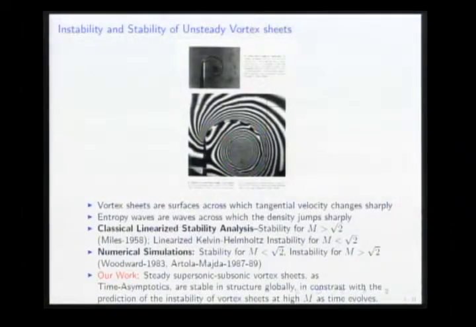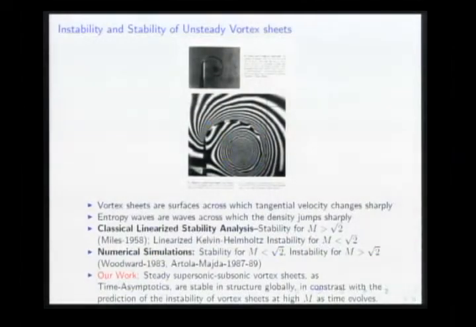Okay, I want to say a little bit about instability and stability of unsteady vortex sheets. So what are vortex sheets? Vortex sheets are surfaces across which the tangential velocity jumps sharply. In our analysis, there are also entropy waves. These are waves across which the density jumps sharply. So there have been various analyses indicating stability and instability for Mach number greater than square root of 2 or less than square root of 2. I'd just like to point out what this means for our results.